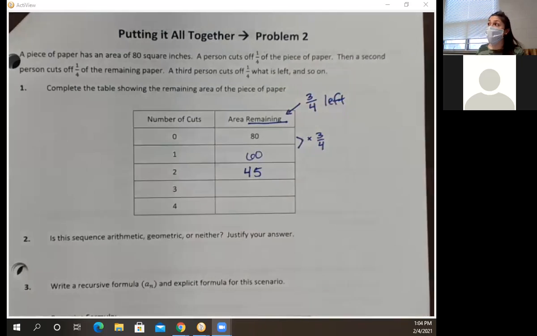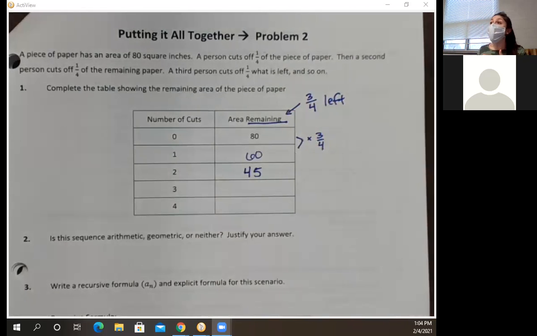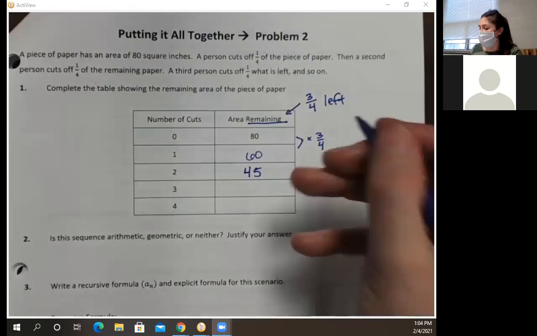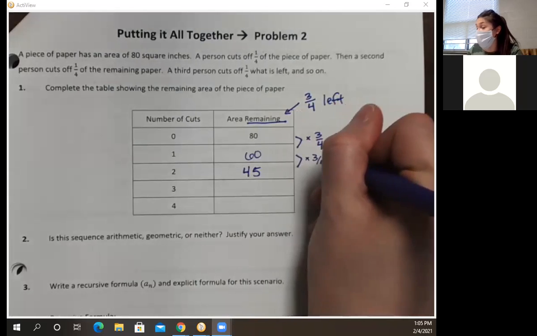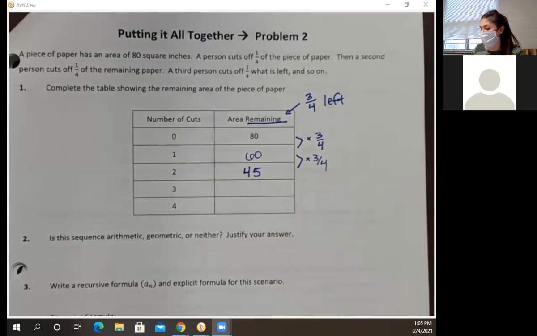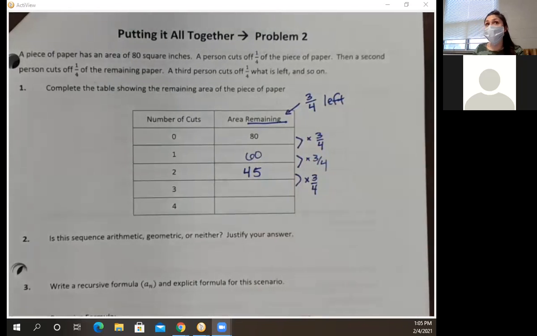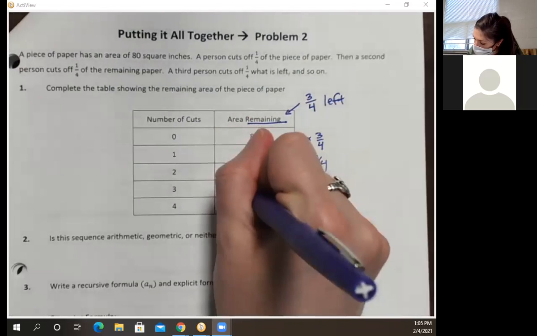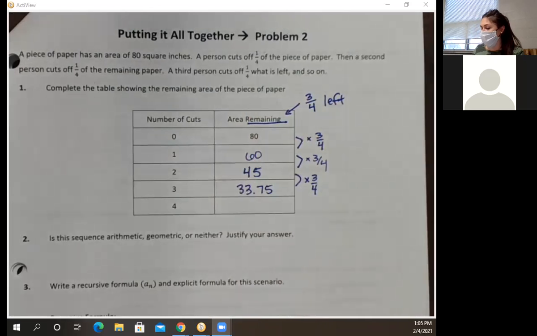60. You guys are finding the same amount, just with sort of a two-step process. We can actually simplify that down to a one-step process. If I take 60 and multiply it by 3/4, instead of 1/4, I would get that remaining amount. So if I take 45 and find 3/4 of 45, what do we get? Perfect, 33.75. And then one last time for me, what do we get left after that fourth person?